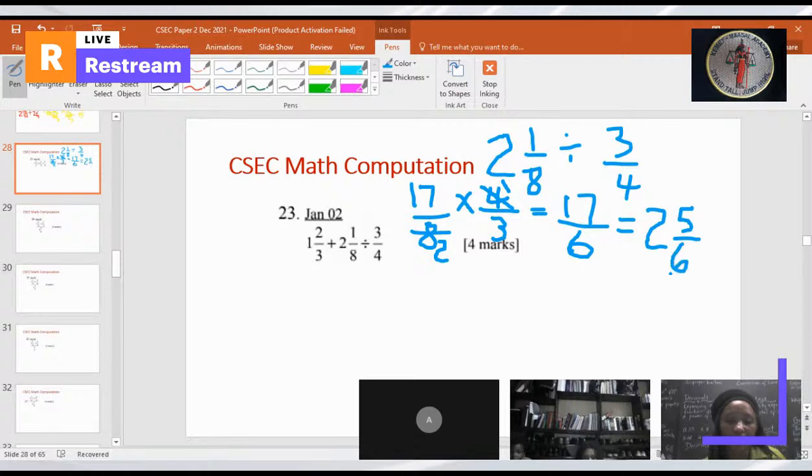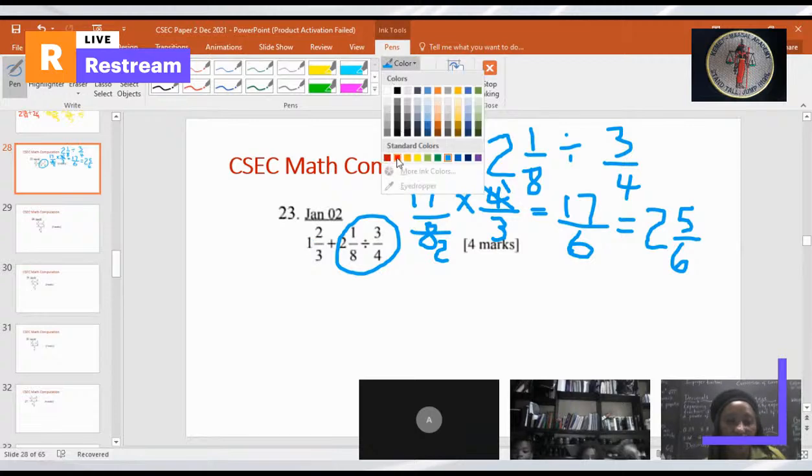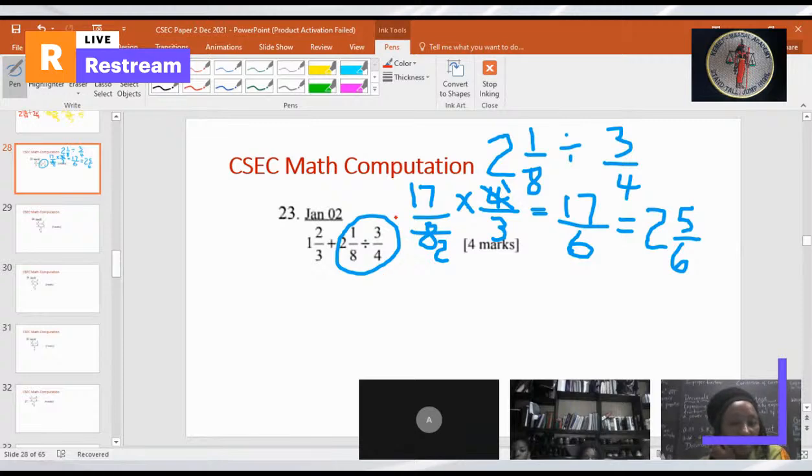All right, so now we're going to work the addition part, right? So 2 and 5 over 6 is the answer for this part. Yes. So now we're going to add that to this. Even though they gave us the addition first, we knew that we were supposed to work the division first. Yes, Miss. So it's 1 and 2/3 plus 2 and 5/6. So what do I do now? Deal with the whole numbers first. 1 plus 2 is 3, Miss.